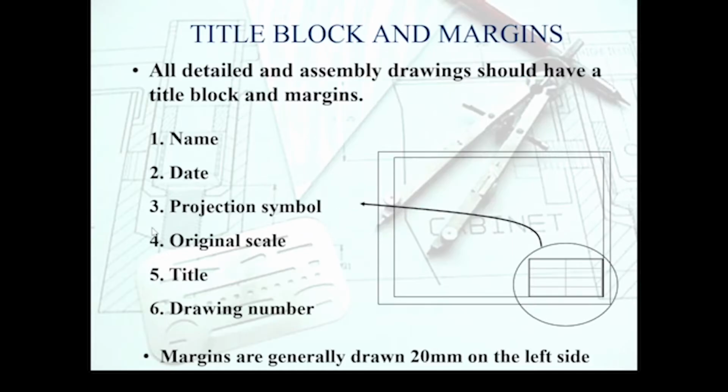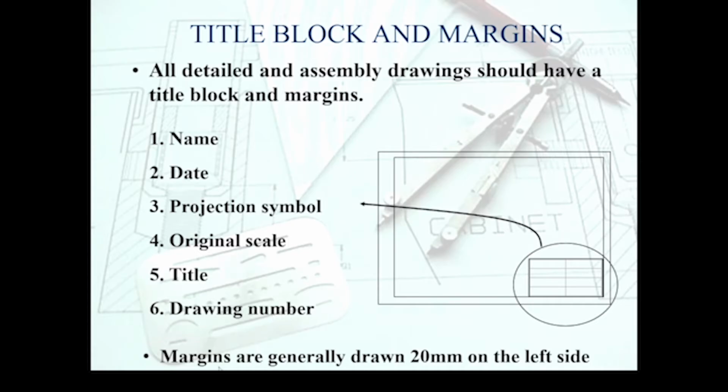So, what does this standard say? It makes a recommendation in a variety of forms. Number one, the title block. The title block should contain all of this information, which is fairly straightforward, easy to understand. I don't think this is particularly difficult. A name, probably of the author, date when it was created, projection symbol, original scale, title, drawing number, etc.